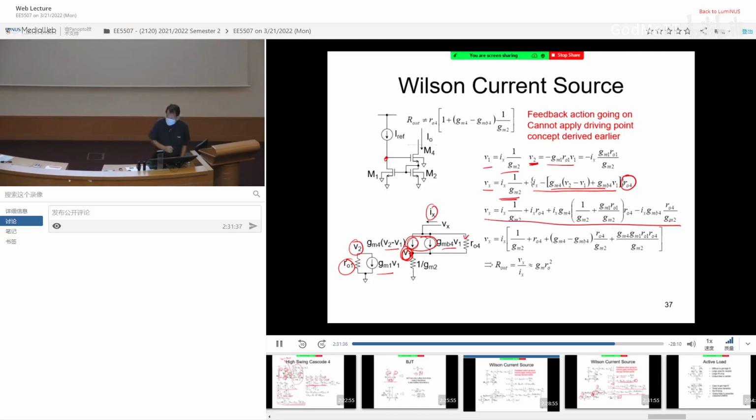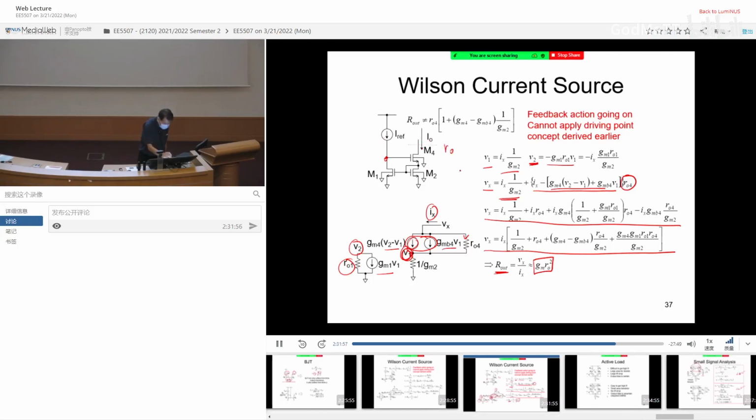Very complicated. I'm not going to bore you with the detail. After some derivation and some simplification, you find that actually the output resistance is also boosted by this factor. So it's boosted by a gm r0 factor. If you look at one transistor, it's r0. With this Wilson current source, it's actually boosted by gm r0. Therefore, the r0 becomes gm r0 squared. Now that is actually quite a tedious way of deriving.